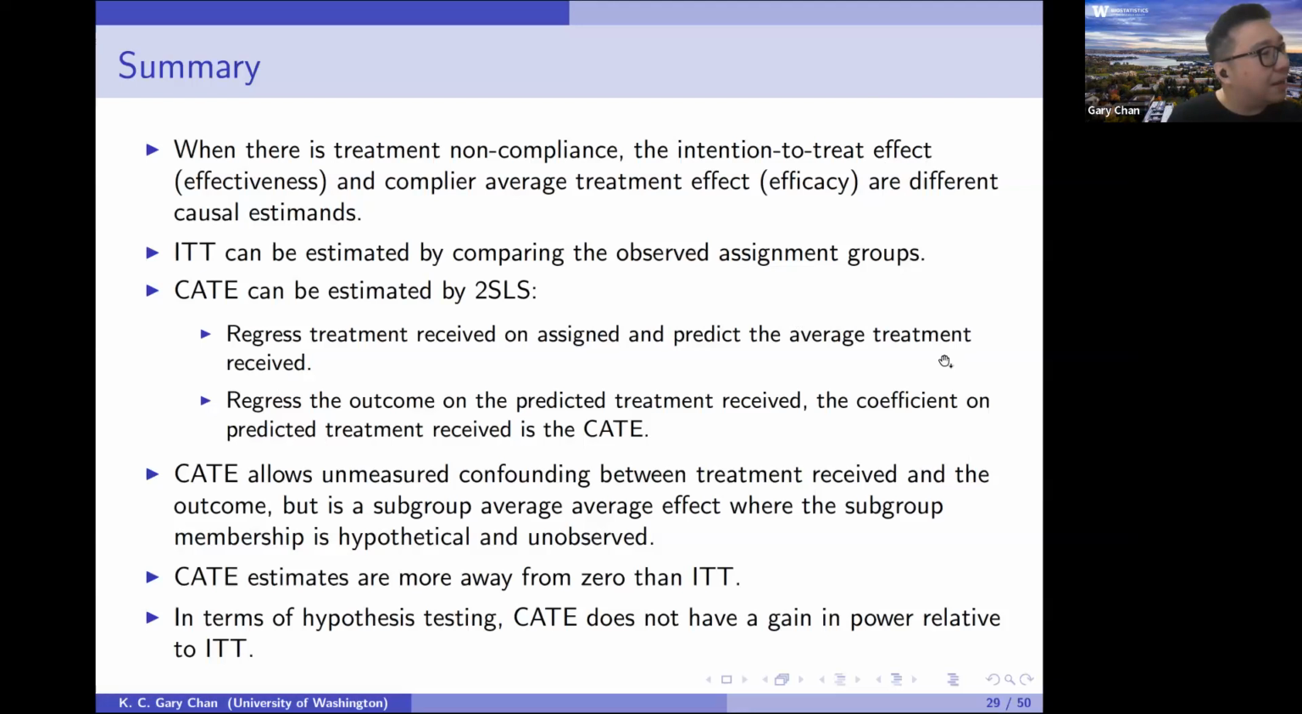I have a few minutes before the break, but this is what I want to cover for treatment non-compliance. Any questions?